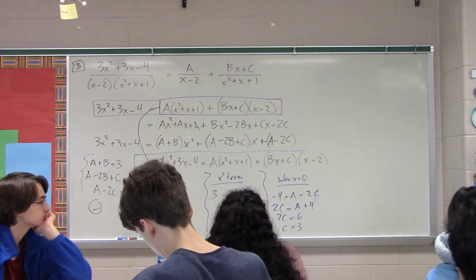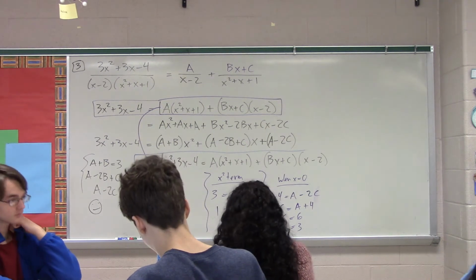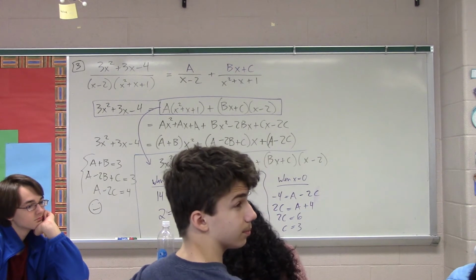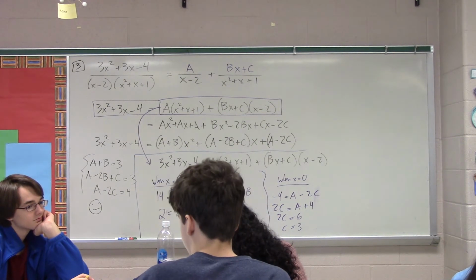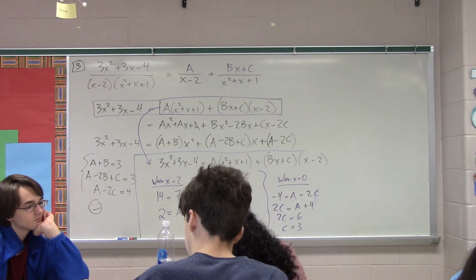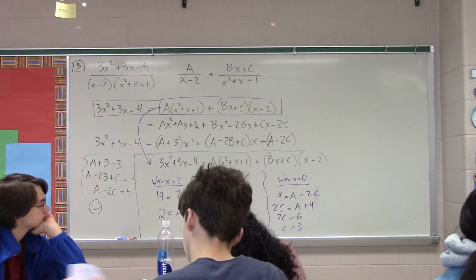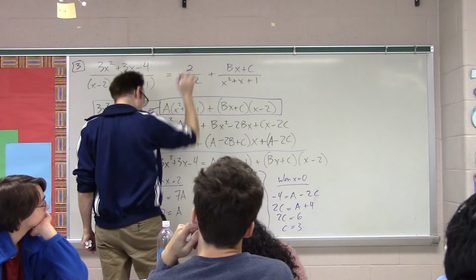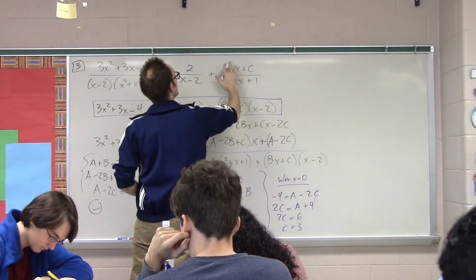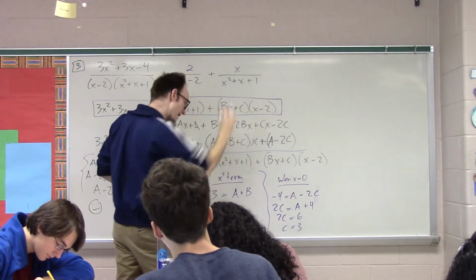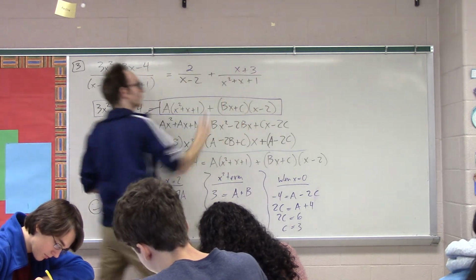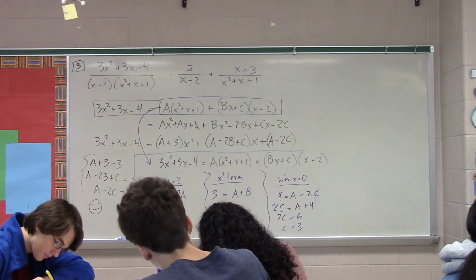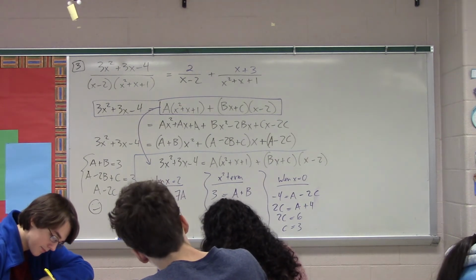Okay, so without having to actually solve a system of equations, just by plugging in some cute little numbers here and there and doing a little bit of algebra in your head, you can just figure it out. Good? Okay, good. And it turned out, therefore, that this problem was 2 over x minus 2 plus x plus 3 over x squared plus x plus 1. And if you have time, you could always just multiply that back out and double check that you did it correctly. Good? Say good.